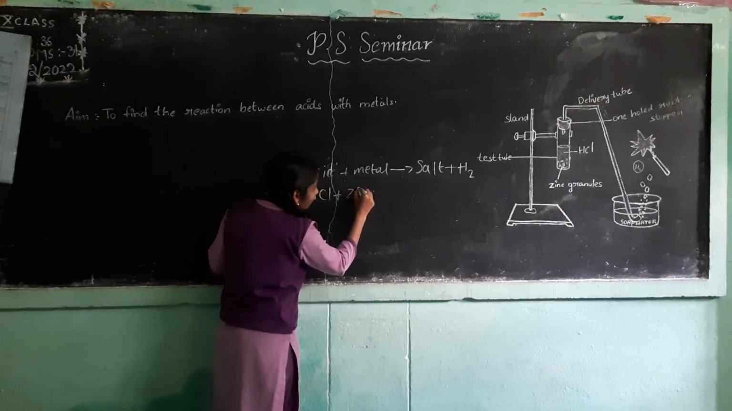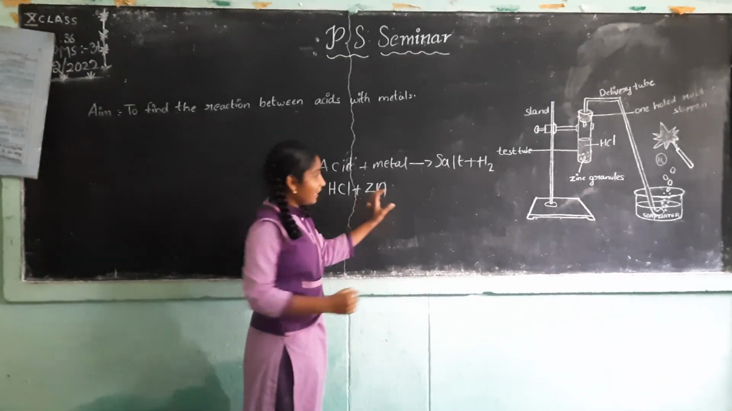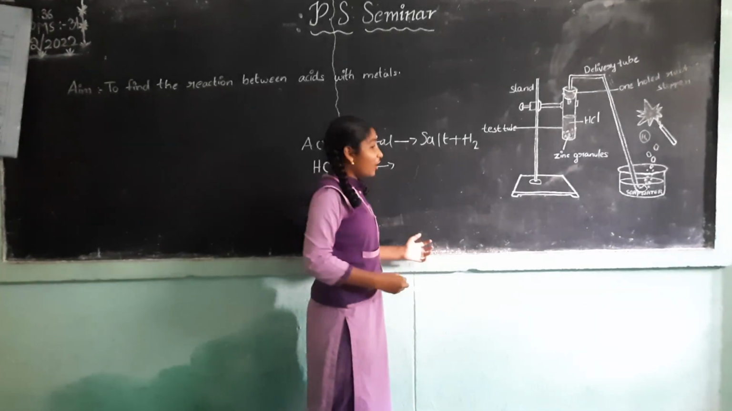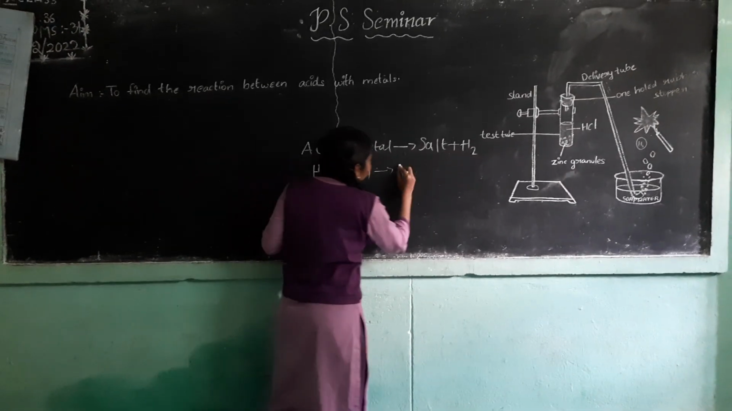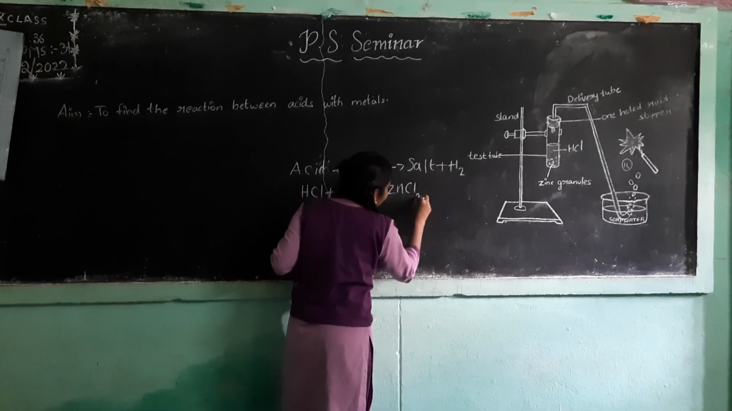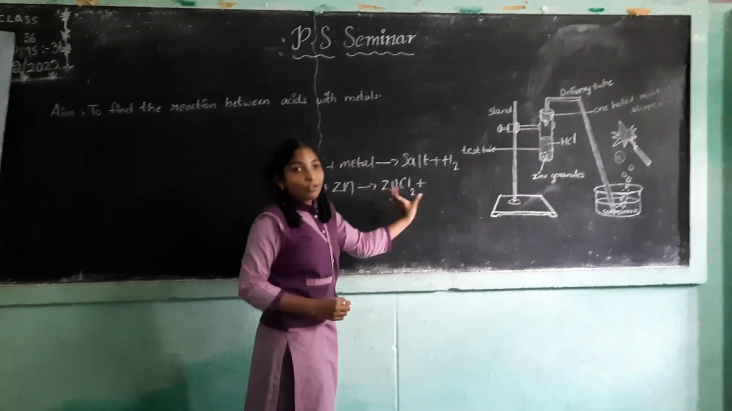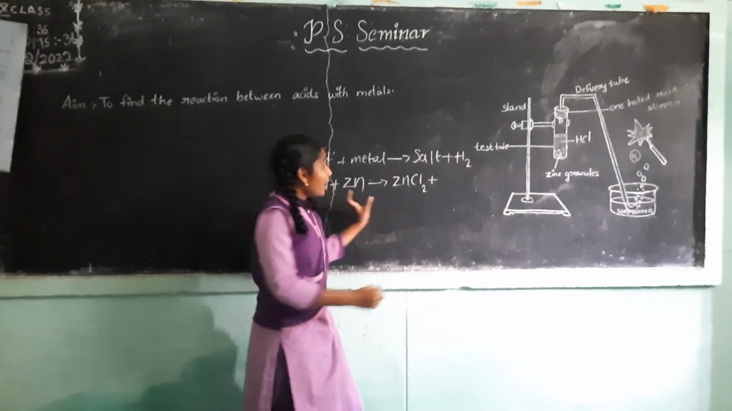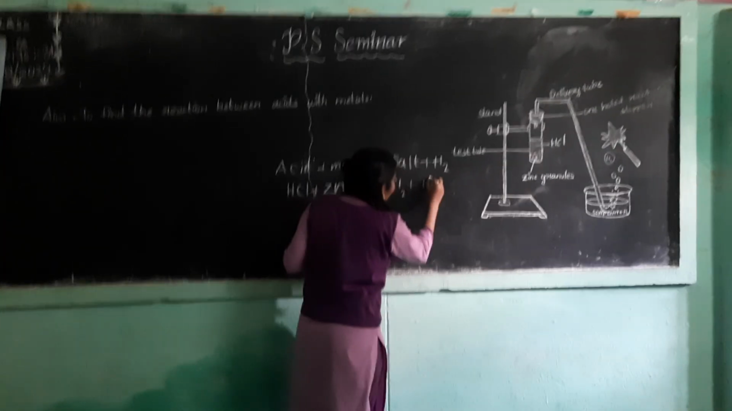Now write the formula for zinc, Zn, and we give symbols to the respective salt. And the salt formed here is ZnCl2. This is a compound formed due to the reaction of the acid with the metal, right? And the evolved gas is hydrogen.